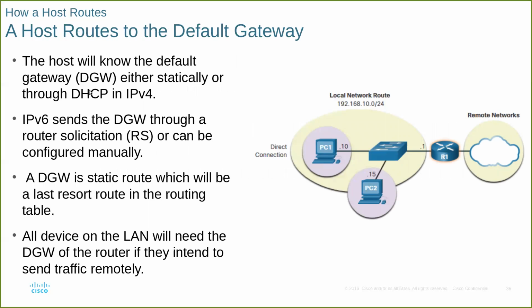Pay attention to all this. We will do a small lab on this. You can see a host to a default gateway. This circle here is a local area network. The default gateway here is going to be the interface of router 1.